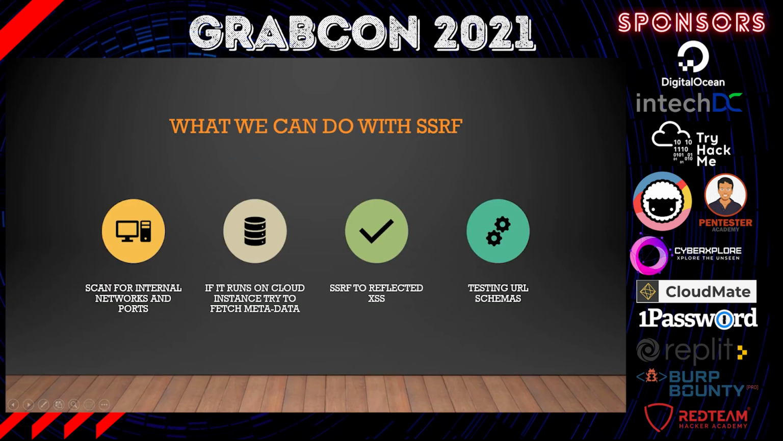Now, what we can do if we are testing for SSRF, what we can do with that SSRF found. So we can scan for internal networks and ports. If it is running on a cloud instance, try to fetch metadata. We can also chain it to XSS, or we can also try to find RCE from SSRF. And at last, we can also test the URL schemas.